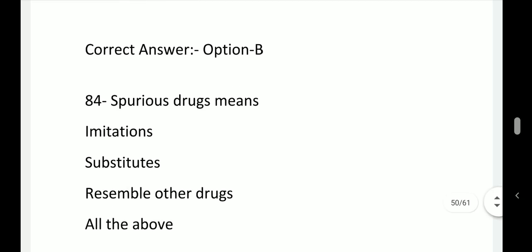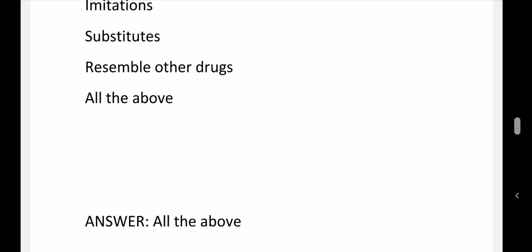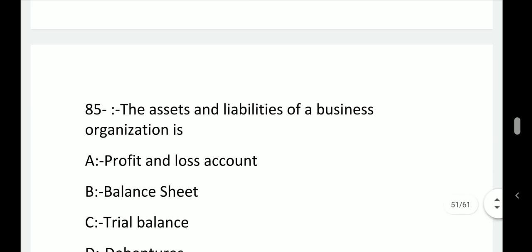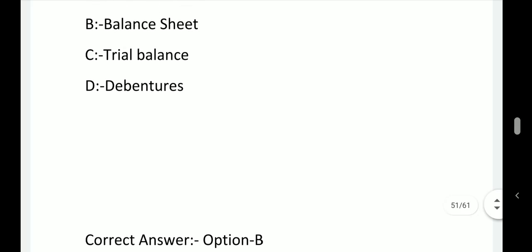Question number 84. Spurious drugs means option A, imitations. Option B, substitutes. Option C, resemble other drugs. Option D, all of the above. Answer is option D, all of the above. Question number 85. The assets and liabilities of a business organization is option A, profit and loss account. Option B, balance sheet. Option C, trial balance. Option D, debentures. Answer is option B, balance sheet.